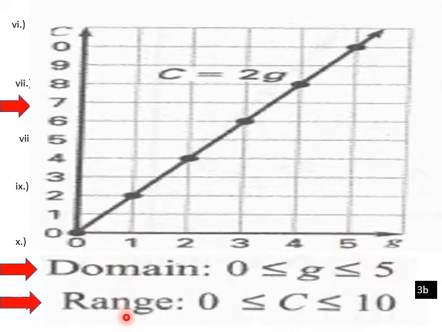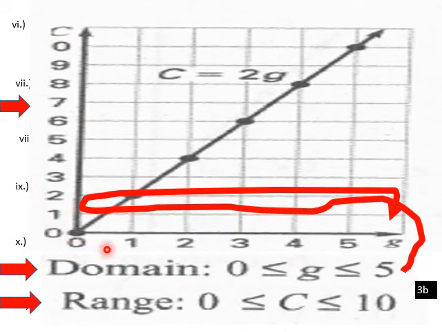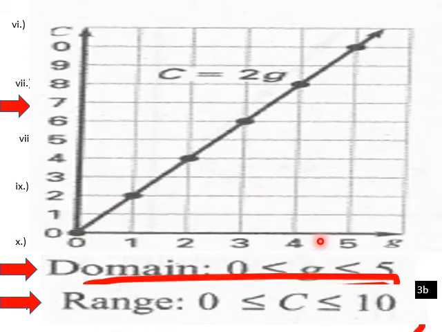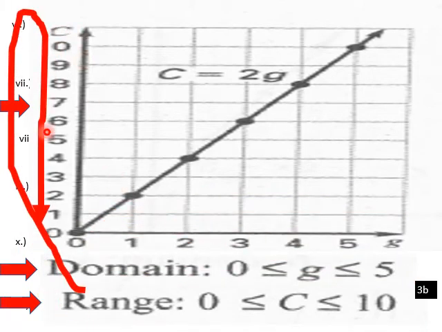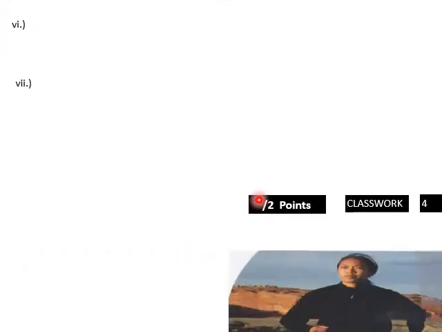So our domain here is 0 is less than or equal to g, less than or equal to 5. So here's our domain down here. And then our range is our cost, our money up here, and our range would be 0 less than or equal to c, less than or equal to 10. Here again is our domain, and then here's our range on our vertical axis. Okay, so what about it?